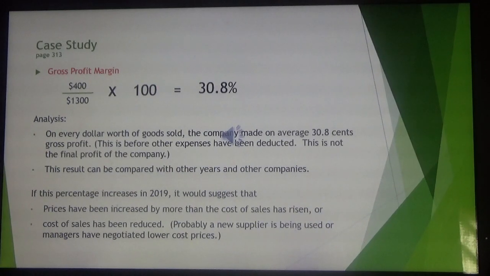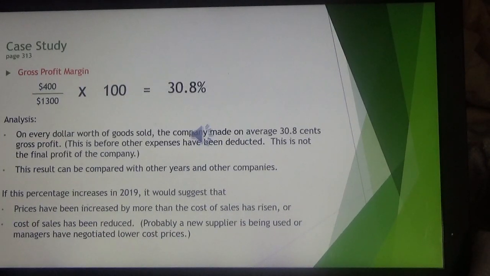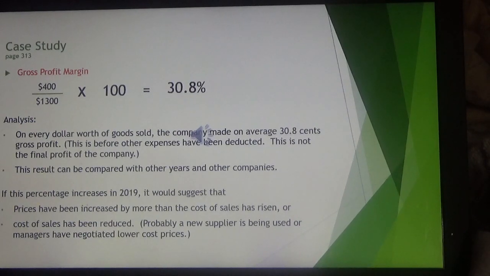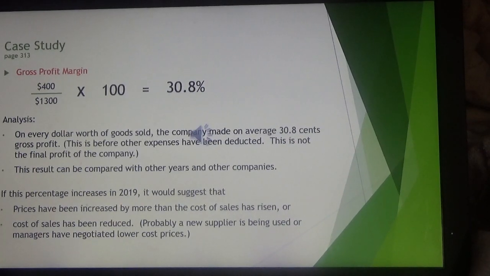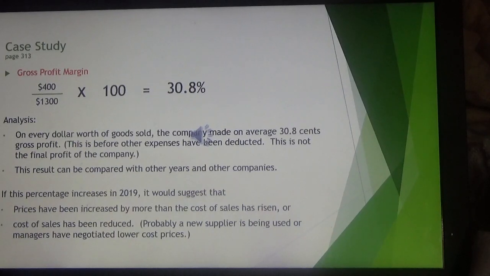Now this result can be compared also with other years and other companies to check on the performance of the business, whether it's doing good or otherwise. If this percentage increases in 2019, it would suggest that the prices have been increased by more than the cost of sales has risen, or maybe the cost of sales has been reduced. Probably a new supplier is being used, or managers have negotiated lower cost prices.